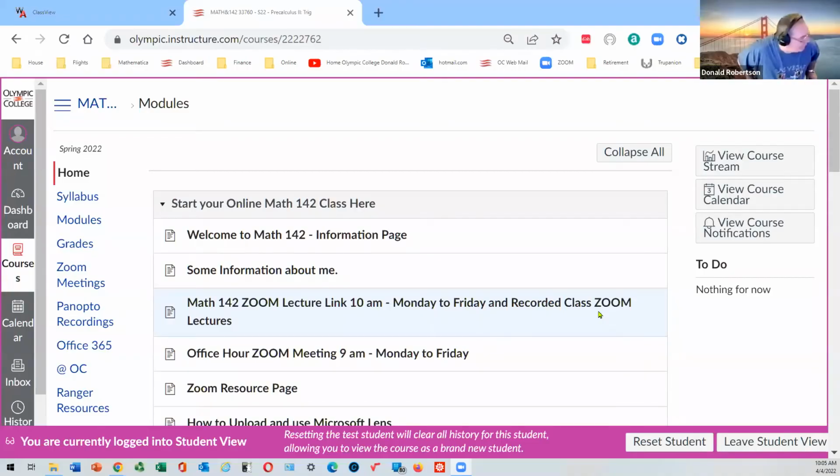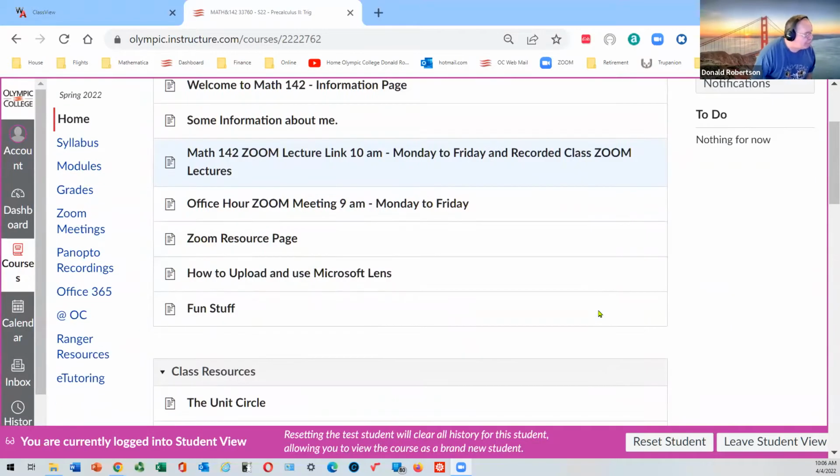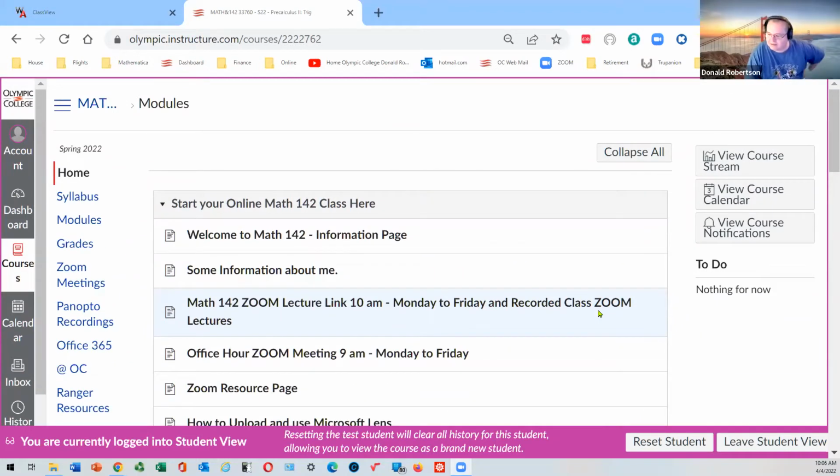Hopefully right now you are all looking at the 142 Canvas page, correct? Good. Okay, so our class is basically in two clumps. One side we've got Canvas, which is what you're looking at right now, and Canvas is basically where I put all the information, things that are useful, things that you need to know. And the second part is WebAssign, and WebAssign is where you'll find all your homework.